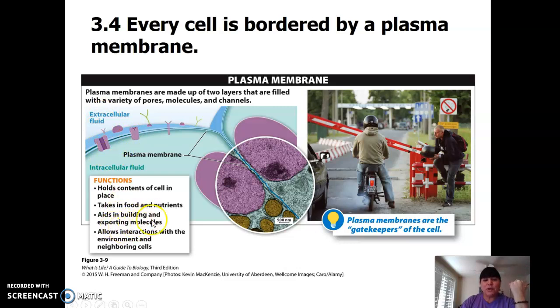Aids in building and exporting molecules. So when the cell makes stuff, things can go out of the cell through the cell membrane. Sometimes it's small enough it could go right through here. Sometimes it's too big and it needs a transport molecule. Allows interactions with the environment and neighboring cells. So how do cells know? Hey, your next door neighbor, do we want to pass things along? Should we grow now? Should we stop growing? Should we make more proteins? What should we do, right? So there are these little molecules on the cell membrane that help with communication. So this slide gives you an overview of the function of the cell membrane.